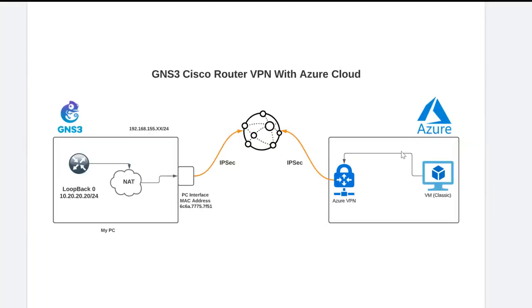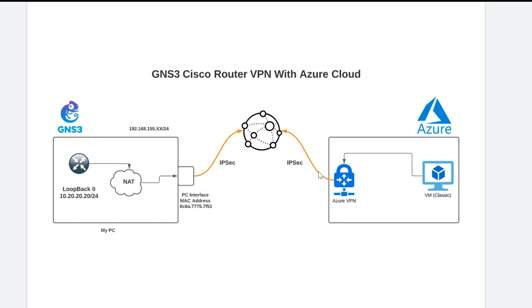How about in Azure? In Azure, we're going to use Azure VPN. Azure VPN includes two other components they call the local network gateway and the connection, as well. And we will establish the tunnel between Azure and GNS3.